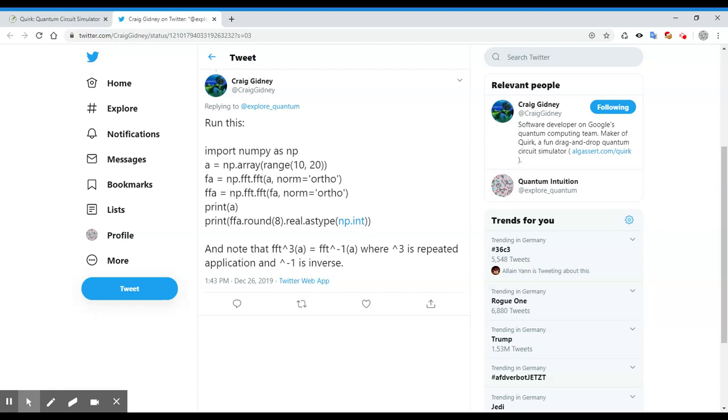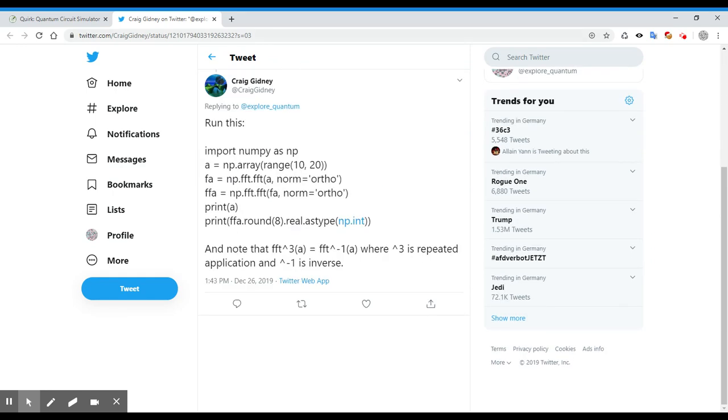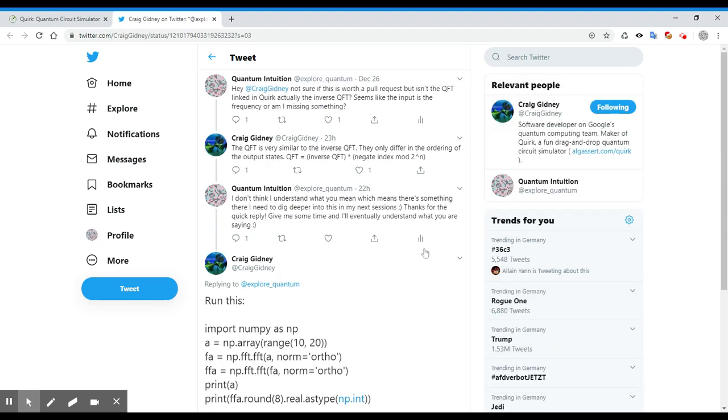I wanted to jump into the inverse, so sorry, into the actual QFT, but then Craig actually replied. I was not expecting Craig to give me some more steps to work on. I thought I would really try to figure out what he really meant by his answer. Like, the QFTs are similar to the inverse QFT. They only differ in the ordering of the output states. QFT equals inverse QFT times negate index mod 2 to the power of n.